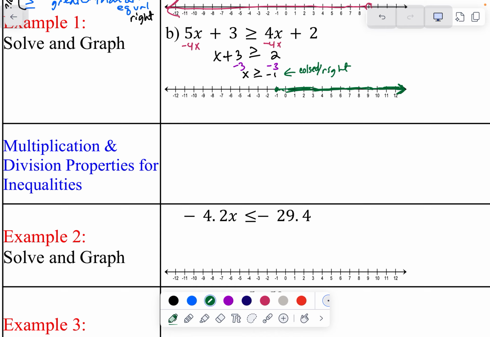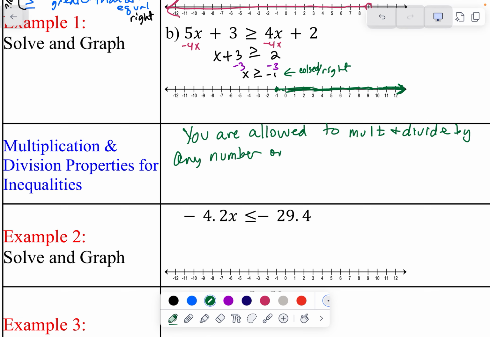You are allowed to multiply and divide by any number on both sides. But here's the rule, okay? So you are allowed to multiply and divide by any number but 0, as long as you do it to both sides. And here's the main rule you got to remember. If it's negative, whether you're multiplying or dividing, you have to flip the symbol.